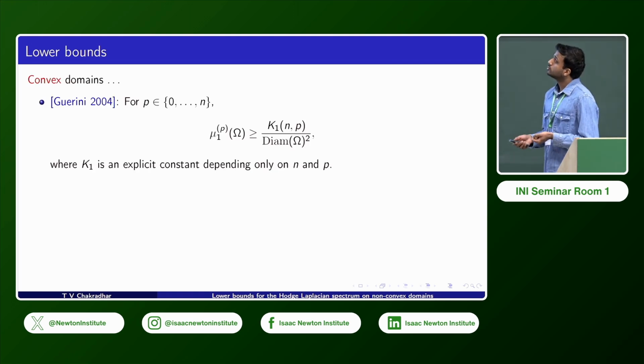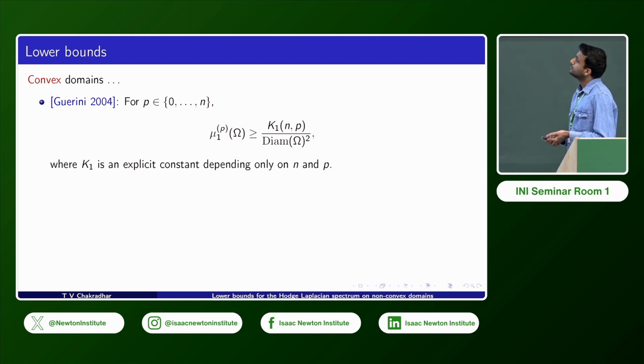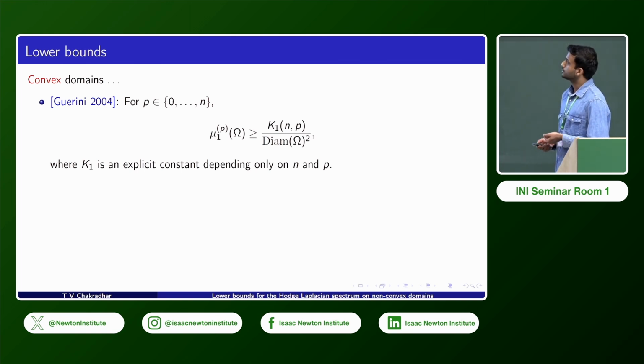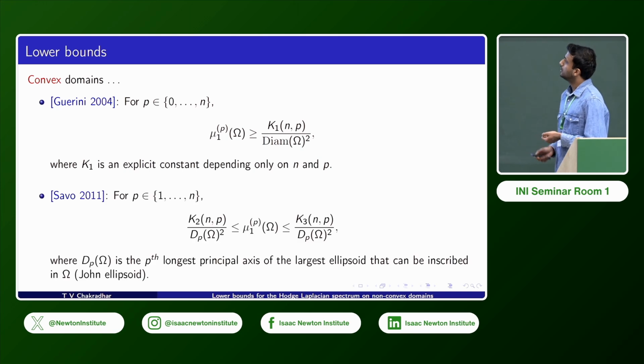For convex domains, we have lower bounds from 2004 by Guarini, that for all p you have a lower bound in terms of 1 over diameter squared. Well, you at least need diameter squared because of the scaling. The scaling works similar to what you have for Laplace eigenvalues. Here k is an explicit constant depending on the dimension as well as the degree of the forms.